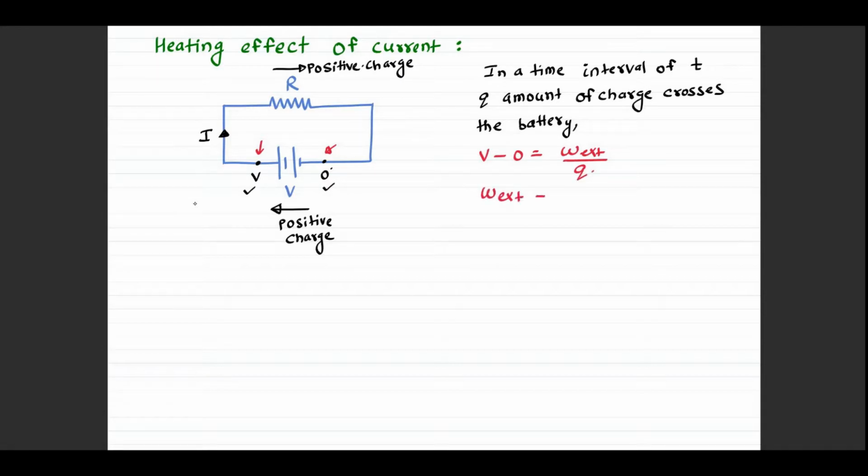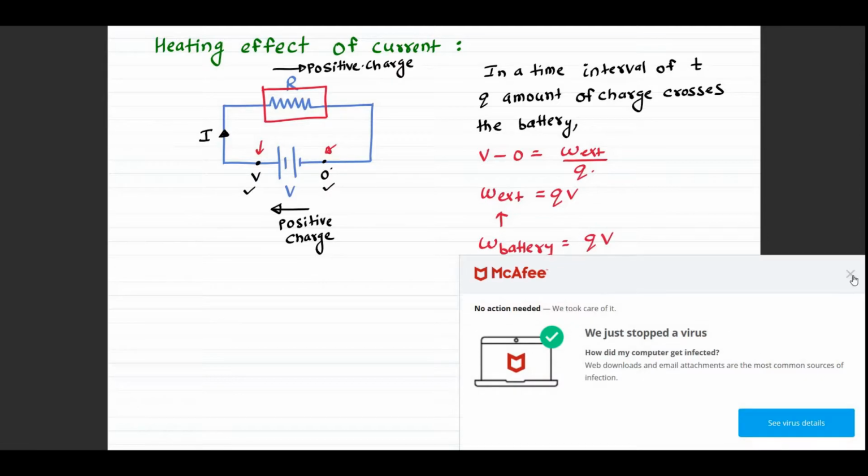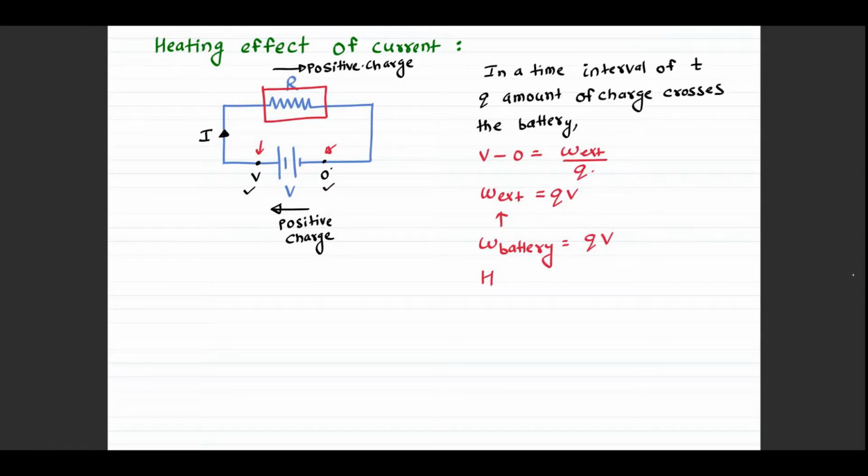So can I say work external is QV, and this external work is done by the battery, so this is nothing but work done by the battery, correct. If the battery did this much work, where did it go in the circuit? If this is a pure resistor, it does not store any energy, so can I say it has dissipated all this energy in the form of heat, right. So can I say heat produced, or heat dissipated, in the resistor is equal to Q into V.